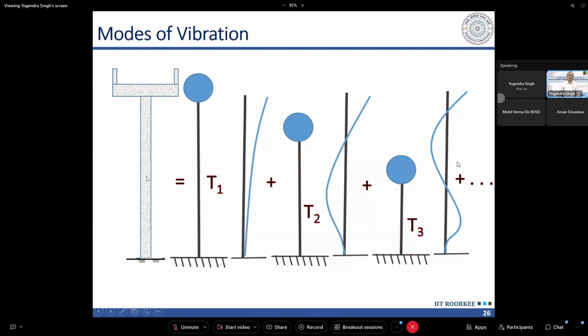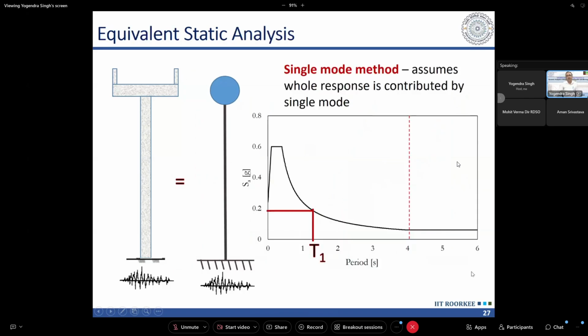But it can simplify our calculation drastically. Rather than analyzing an n degree of freedom system, we are analyzing a few single degree of freedom systems, and that gives us quite accurate results. So this concept is very commonly used in all our analysis. And another advantage we will discuss in the afternoon talk, that the response of a single degree of freedom system for a ground motion can be read directly from the response spectrum.